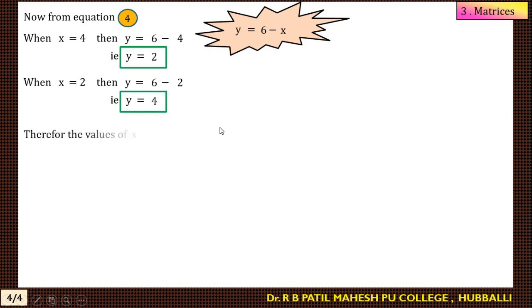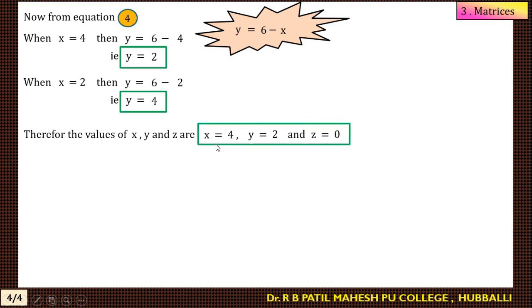So that means for the values of x, y, z, here you get two sets of answers. One is when x is 4, y is 2, and z is fixed, it is 0. And another set of answers is x equal to 2, y equal to 4, and z equal to 0. This is another set of values. This is the method of solving when matrices are given equal. I hope you understood how to solve matrix equations when two matrices are given equal.